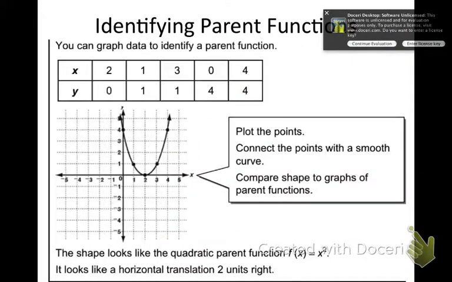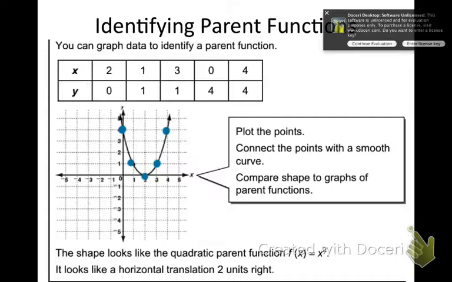Last but not least, we're going to talk about identifying some parent functions. So if you're given some coordinates and you plot those coordinates, you want to see what type of graph that might make. So if you look here, they plot these points. I'm given the point (2, 0). So plot the point (2, 0), (1, 1), (3, 1), (0, 4), and (4, 4).